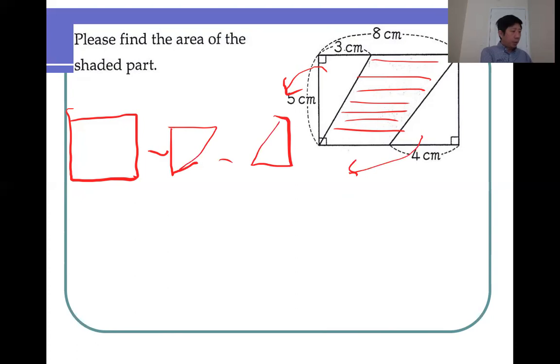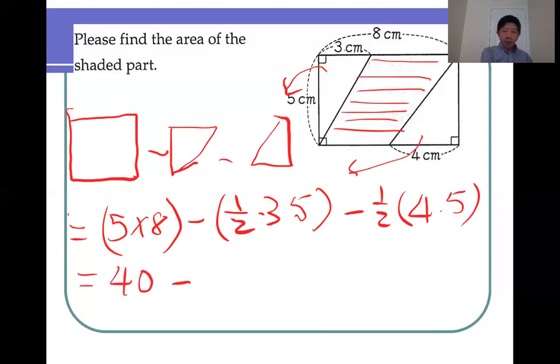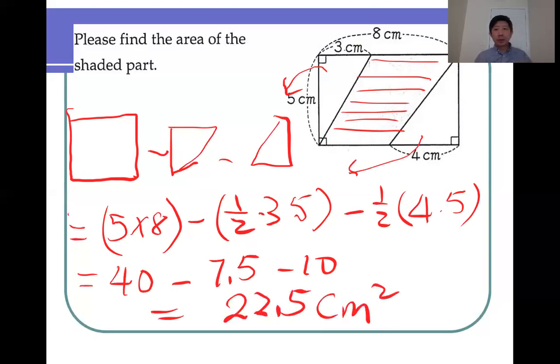So I want to find out this, which is 5 times 8, right? And minus 1/2, base is 3, height is 5. Minus 1/2, base is 4, height is 5, right? So we have 40 minus 7.5 minus 10. So we will get 22.5 centimeter square. Okay.